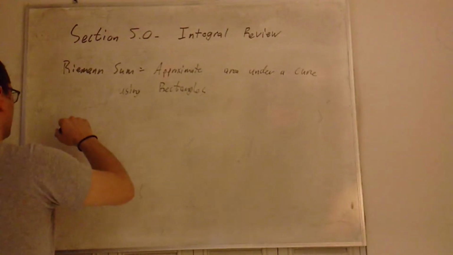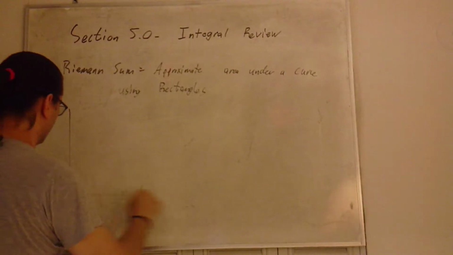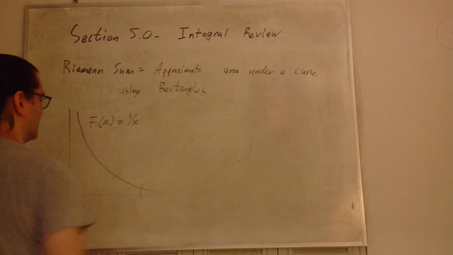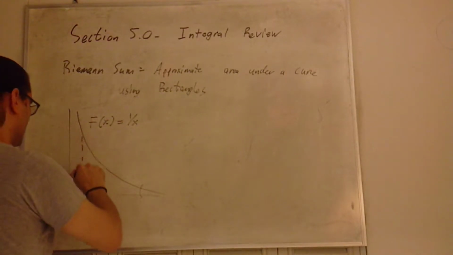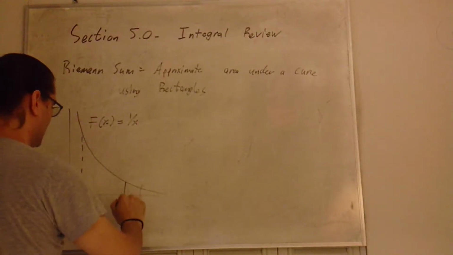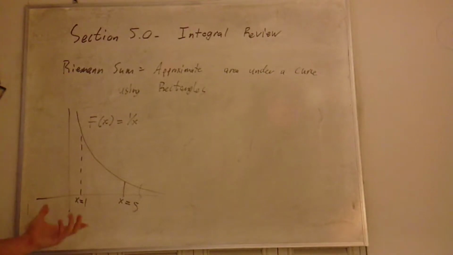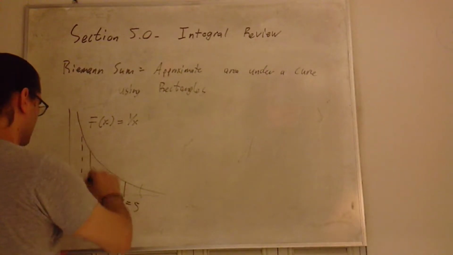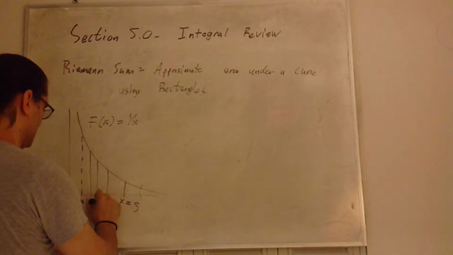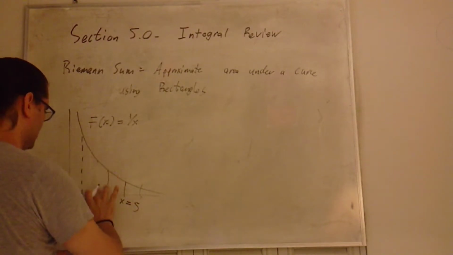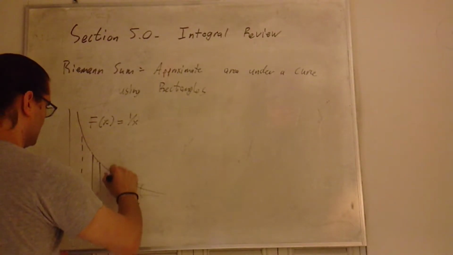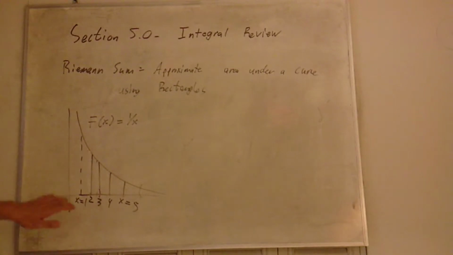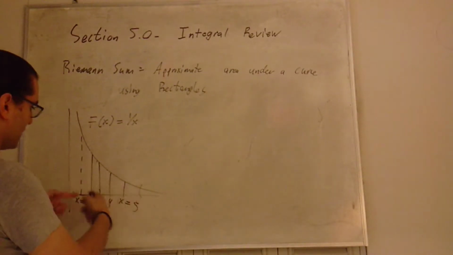So if you have a function like 1 over x, and you want to find the area underneath this function between x equals 1 and x equals 5, one of the ways you could approximate this area would be to split it up into a number of rectangles. So 2, 3, 4. Okay, let me distribute these a little better. There we go. We're going to split this region up into 4 rectangles.